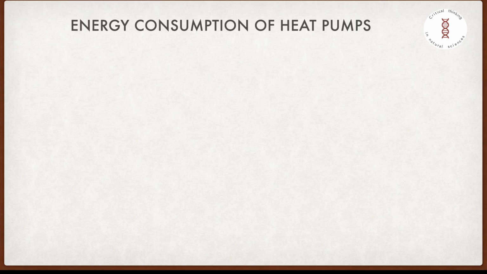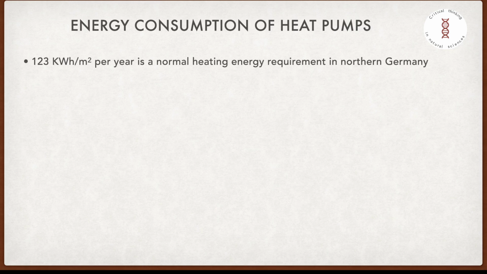The energy consumption can then practically be calculated for a house in northern Germany. A typical value for a house is that we need 123 kilowatt hours per square meter per year as a normal value. That means for a house with a size of 130 square meters, this corresponds to an energy per year of 16,000 kilowatt hours.